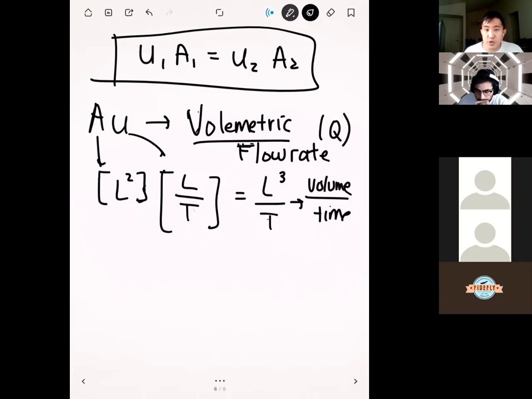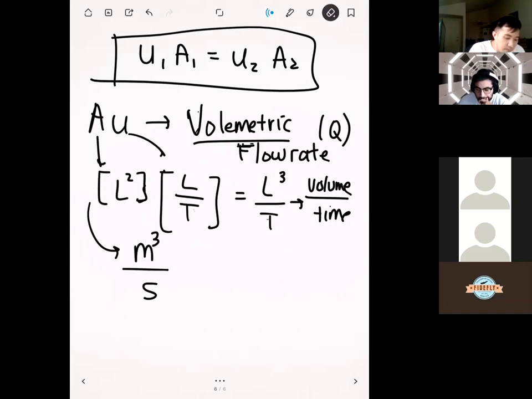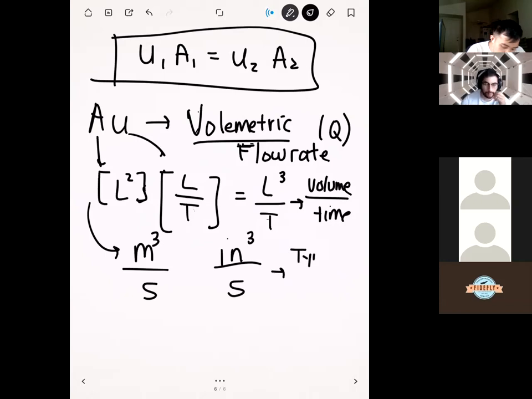Q is not a unit. Q is just the symbol that I give for volumetric flow rate. The typical units for volumetric flow rate, in SI units, would be meters cubed per second, or in English units, another common one would be inches cubed per second. So if you see something with some kind of volume measurement over time, then that's going to be a unit for Q.